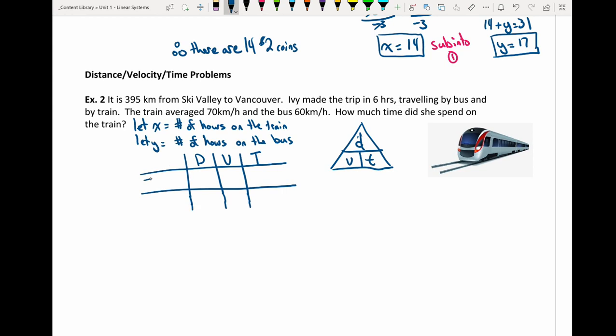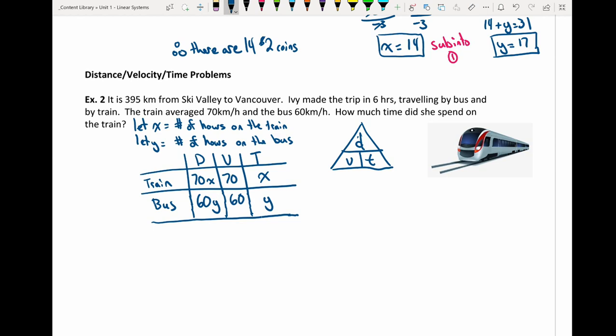So if I look at the first example, dealing with a train, then we're dealing with a bus. Those are our two scenarios. I know the time spent on the train is going to be represented by x. The time spent on the bus is going to be represented by y. I know the velocity of each, so the velocity of the train is 70, the velocity of the bus is 60, and I know the distance traveled is going to be 70 times x, and the bus will be 60 times y. And the reason that we're doing this is to help us come up with our formulas, because the only thing we're dealing with is distance, velocity, and time, and we can come up with our full equations.